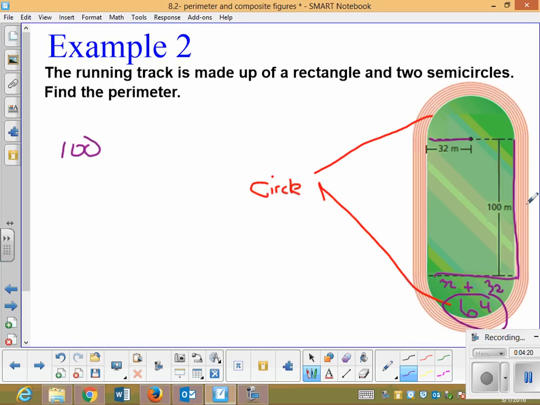And the total for this side is 100. So that takes care of our rectangle. So I'm going to put 100. I'm going to put 64. Now the only thing that we're missing is the half circle here.